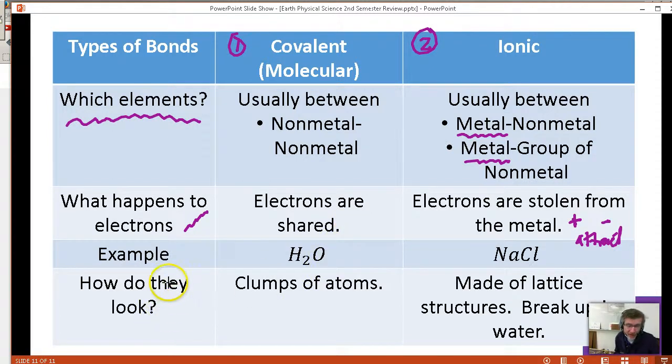Then how do they look? If you could look at them under a very powerful microscope, you see basically clumps of atoms, or in these you see very organized lattice structures. And when you put them in water, these break up into the separate ions. So sodium chloride will break up into Na+ and Cl-, and H2O, of course, is water itself. It doesn't break up, but it's basically clumps of atoms. Okay, so those are the types of bonds.